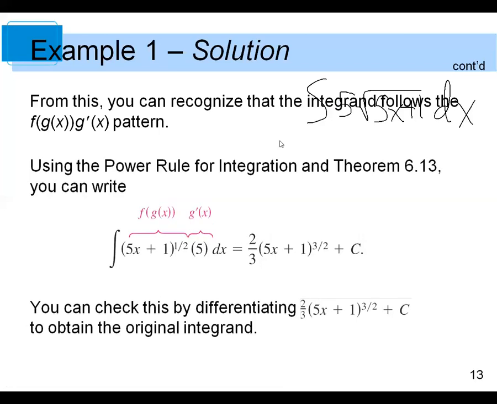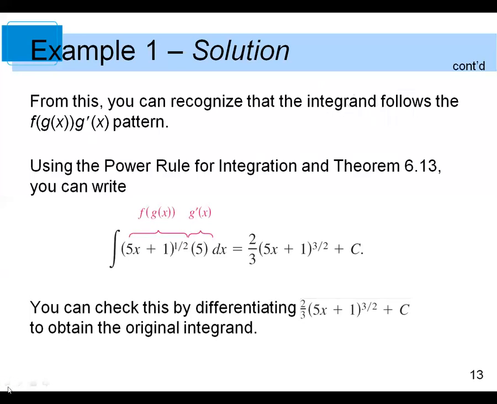I just had things out of order a little bit. From this, you can recognize that the integrand follows the pattern f of g of x, g prime. So use the power rule for integration in the theorem to write the integral of 5x plus 1 to the 1/2 power times 5. Reverse the chain rule, so you would add 1 to the exponent, multiply by the reciprocal, add your plus c. So you get 2/3 times the quantity 5x plus 1 to the 3/2 power there.